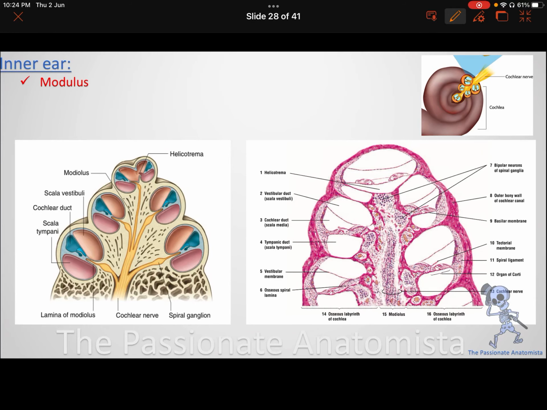This made your life easy. Now, what about the modulus? It's actually the axis of the cochlea. Why is it important? Because it has the cochlear nerve.